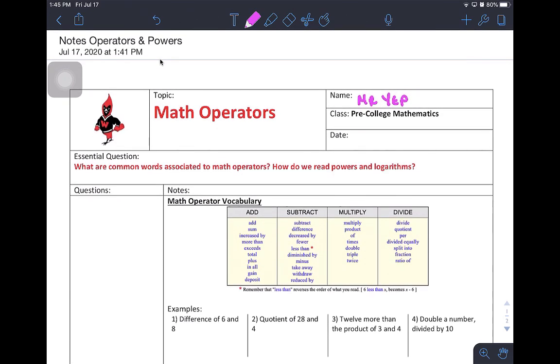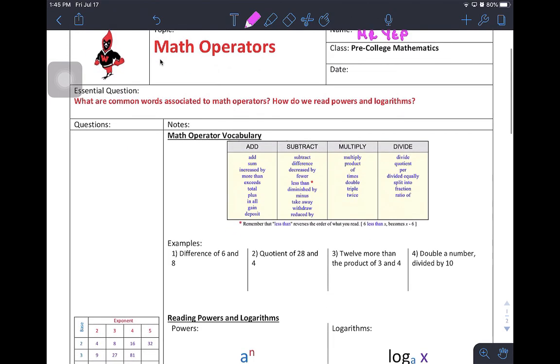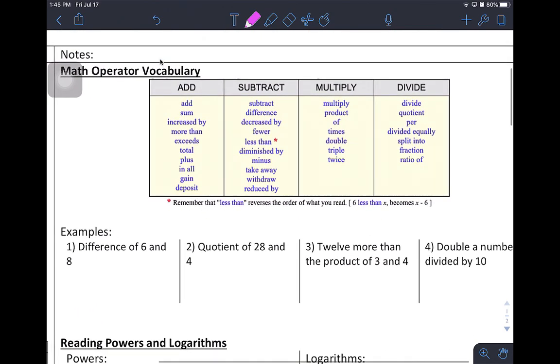Okay, so in this video, we're going to discuss math operators. We'll go over some vocabulary and refresh ourselves on powers and logarithms. Just as a quick reminder, what is some math vocabulary that you need to know? Here's a list of common words and which operator they're associated to.